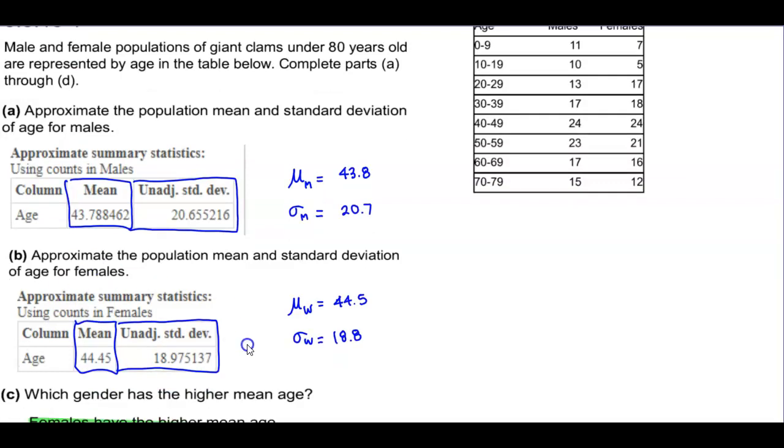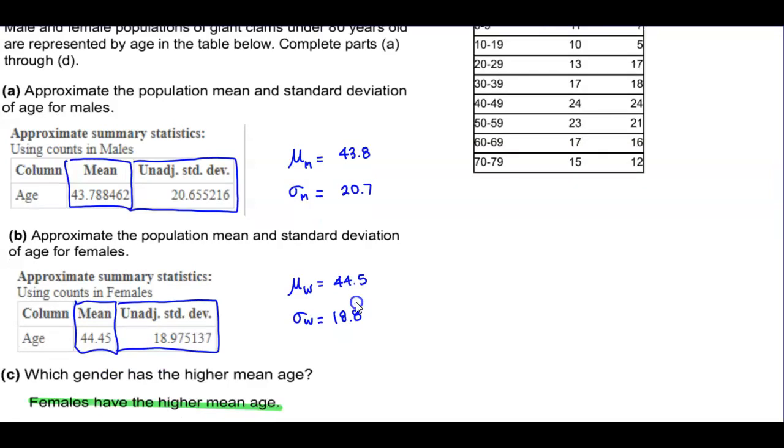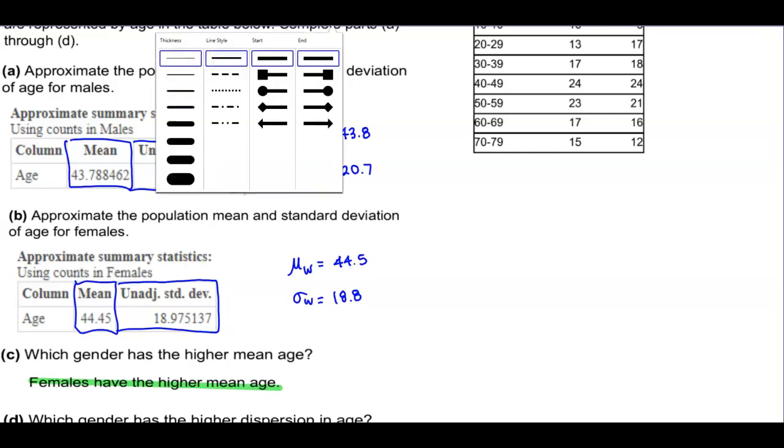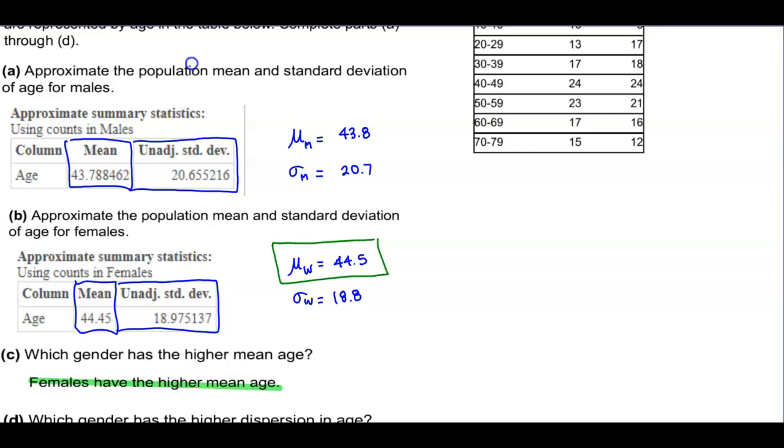Okay, so now the question states, which gender has the higher mean? Well, if we look here, we know that the mean for the men is 43.8. The mean for the women is 45.5, which is females. So we're going to say the females have the higher mean age.